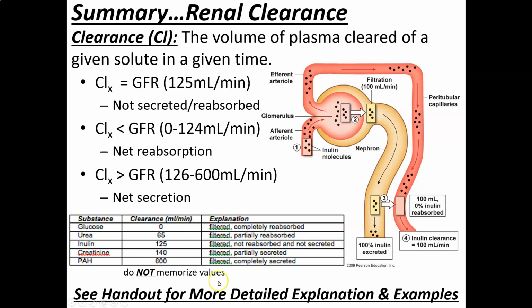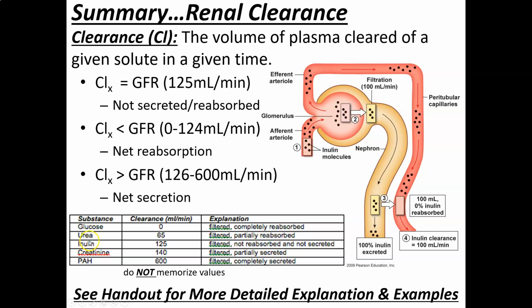So here's some examples of different substances and what happens to them. So as an example, glucose has a clearance typically of 0, and it's filtered and completely reabsorbed. Urea has a clearance of around 65. I forget the exact number, but I think it's like 60-something to 80-something is normal urea clearance. So that tells us since it's less than 125, it's filtered, because it appears in the urine. We're going to assume everything's filtered and partially reabsorbed.